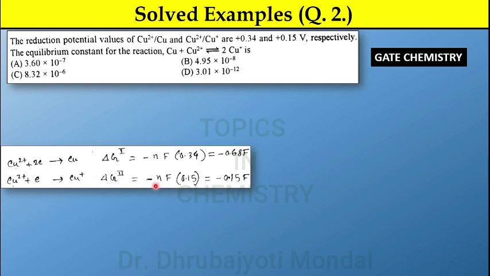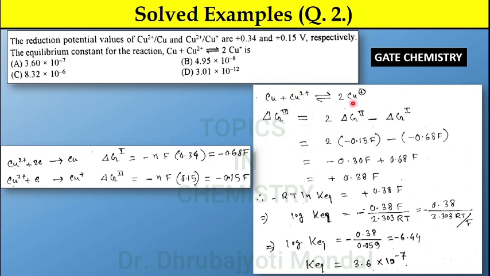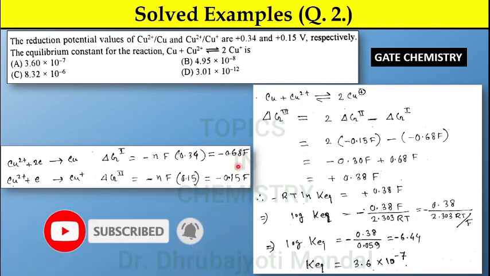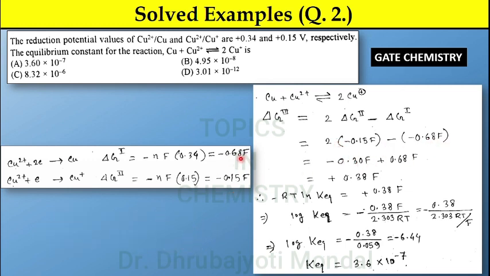So delta G2 is equal to minus nFE, that is equal to minus 0.15 F. Now we have to find the equilibrium constant for that reaction. Suppose the Gibbs free energy change for that reaction is delta G3. So what can you write? Delta G3 is equal to 2 into delta G2 minus delta G1. So that is equal to 2 into minus 0.15 F minus of 0.68 F.